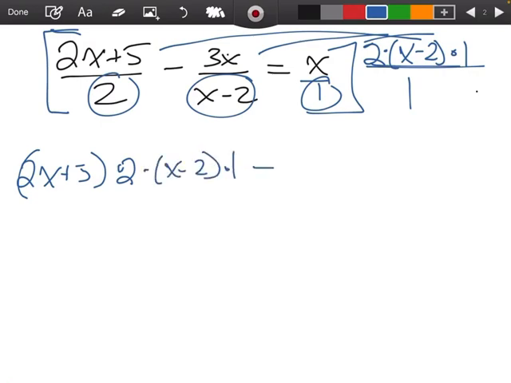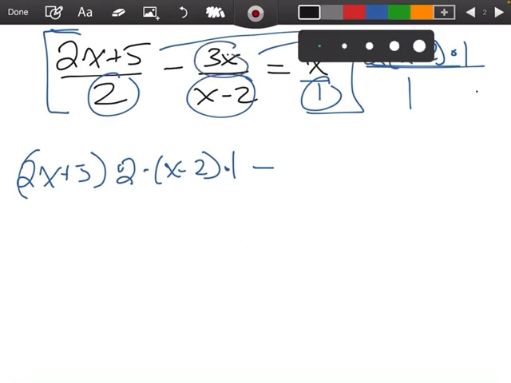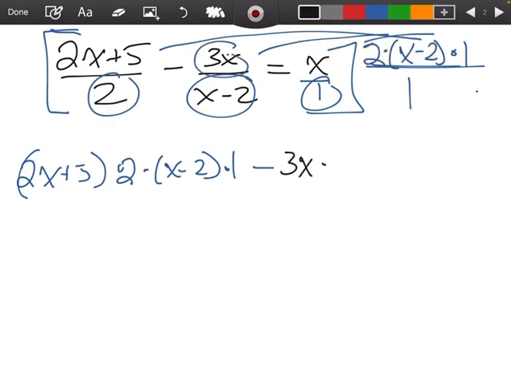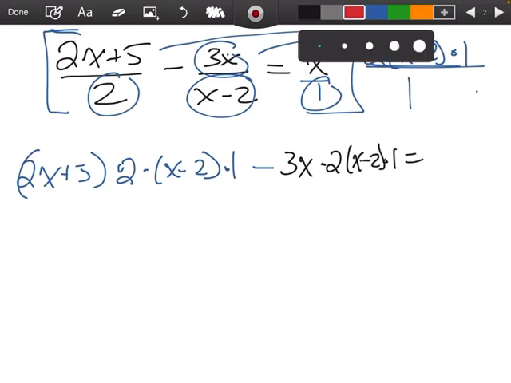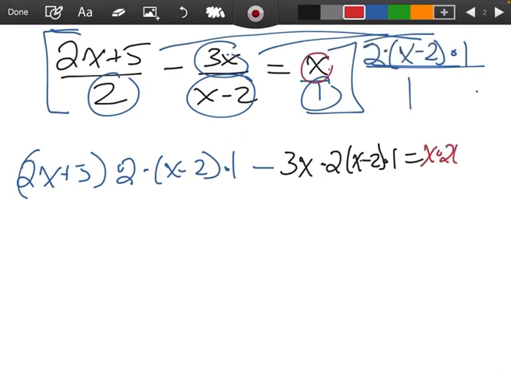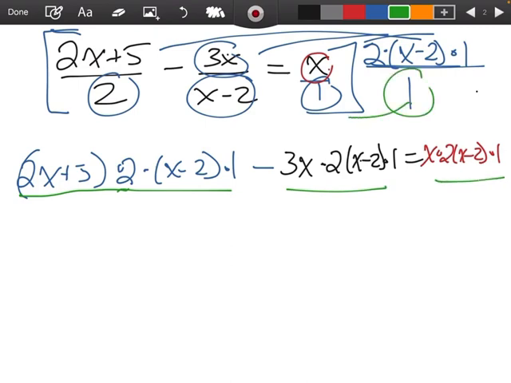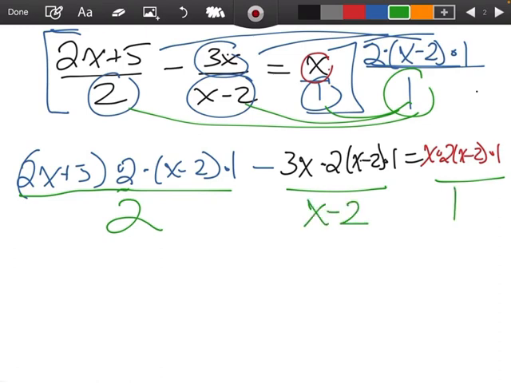Then I'm going to put minus. Now I got this guy next. So I'm going to put my 3x, and then a 2, an x minus 2, and then a 1. And then the third time, I'm going to put this x, and then the 2, the x minus 2, and the 1. Okay, now remember, y'all, we have 3 fractions here, and the bottom parts are all getting multiplied by 1. So that means that those bottom parts, y'all, stay exactly as they are.